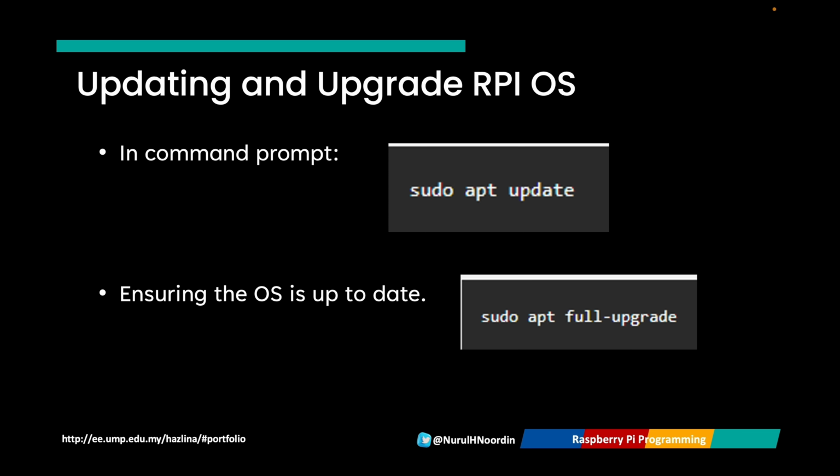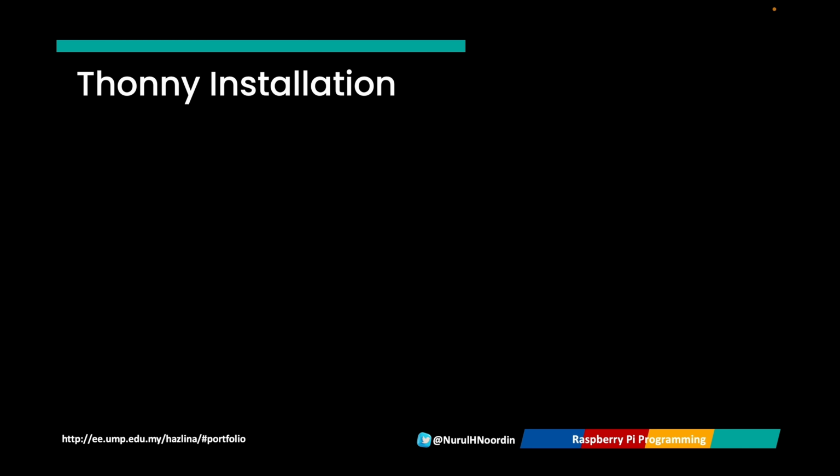Now, we can use the GPIO library to interact with the hardware, such as controlling the LEDs and reading sensor data. For programming in Python, we will use Thonny IDE, a beginner-friendly development environment. Let's explore these 3 ways to access and install Thonny.